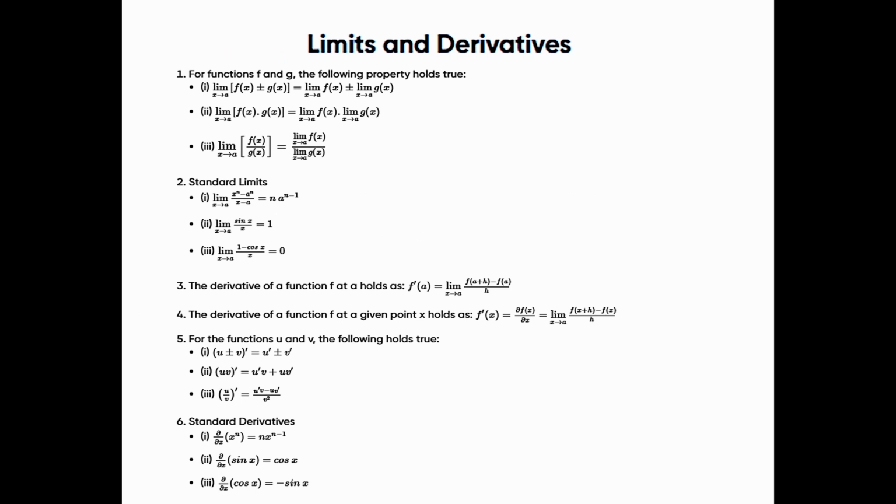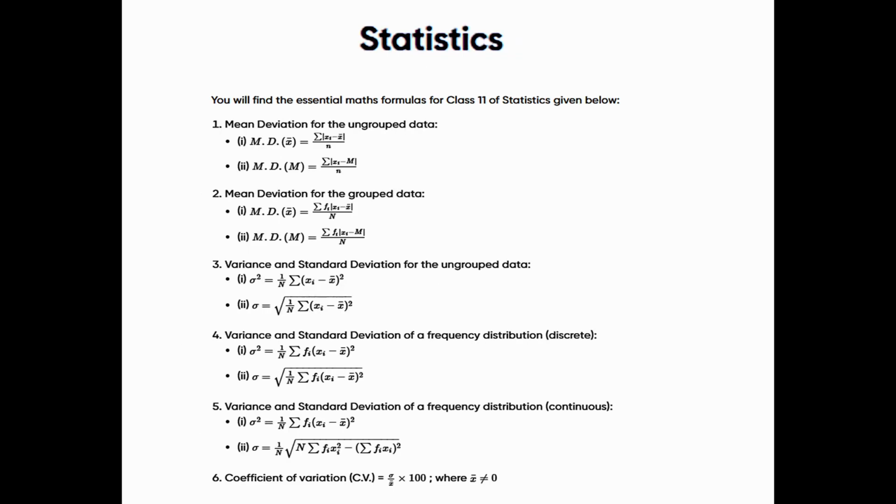Next chapter is limits and derivatives. The limit of a function at a certain point holds a common value when the left-hand and right-hand limits coincide with each other. Here we have some formulas for limits and derivatives. It is a very easy chapter and it's very easy to score. Just go through it.